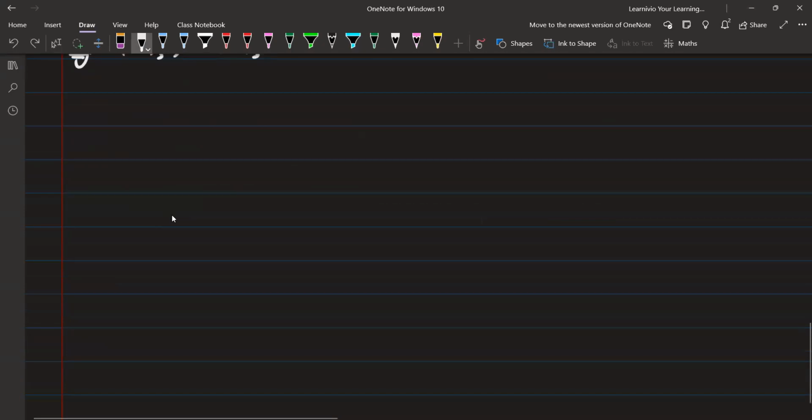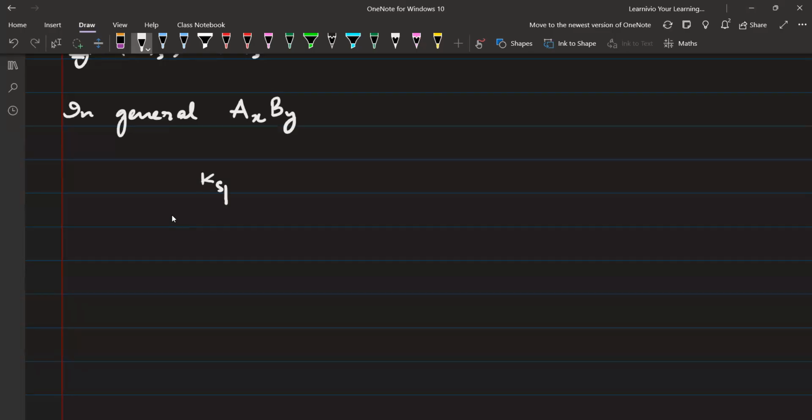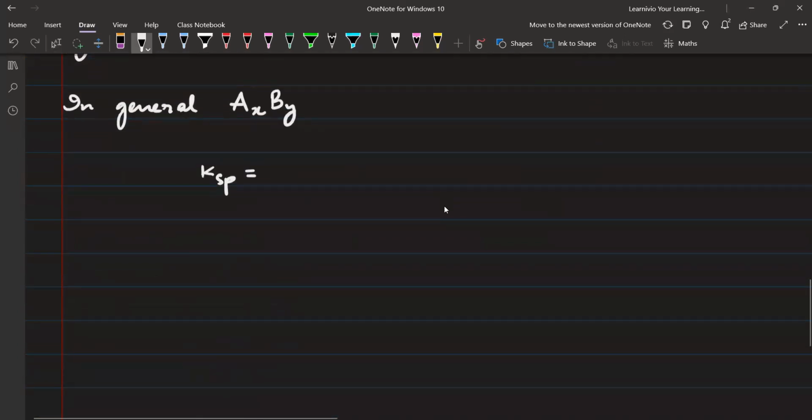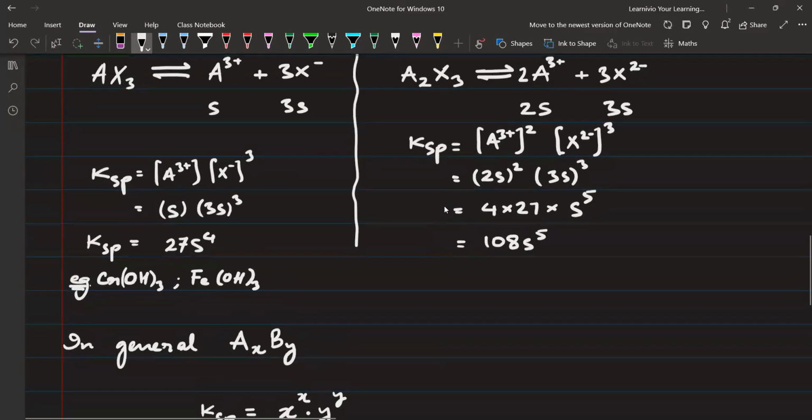So in general, if I have something like this, let us suppose if I have A_xB_y, then the KSP will be equal to, पहले तो आपके पास A_xB_y है, इस केस से लिखेंगे, x to the power x into y to the power y हो जाएगा. I think that's what we got here ना. ये 2 to the power 2 and 3 to the power 3 है. Yes or no, please tell me guys, does this make sense? Yes, sir.